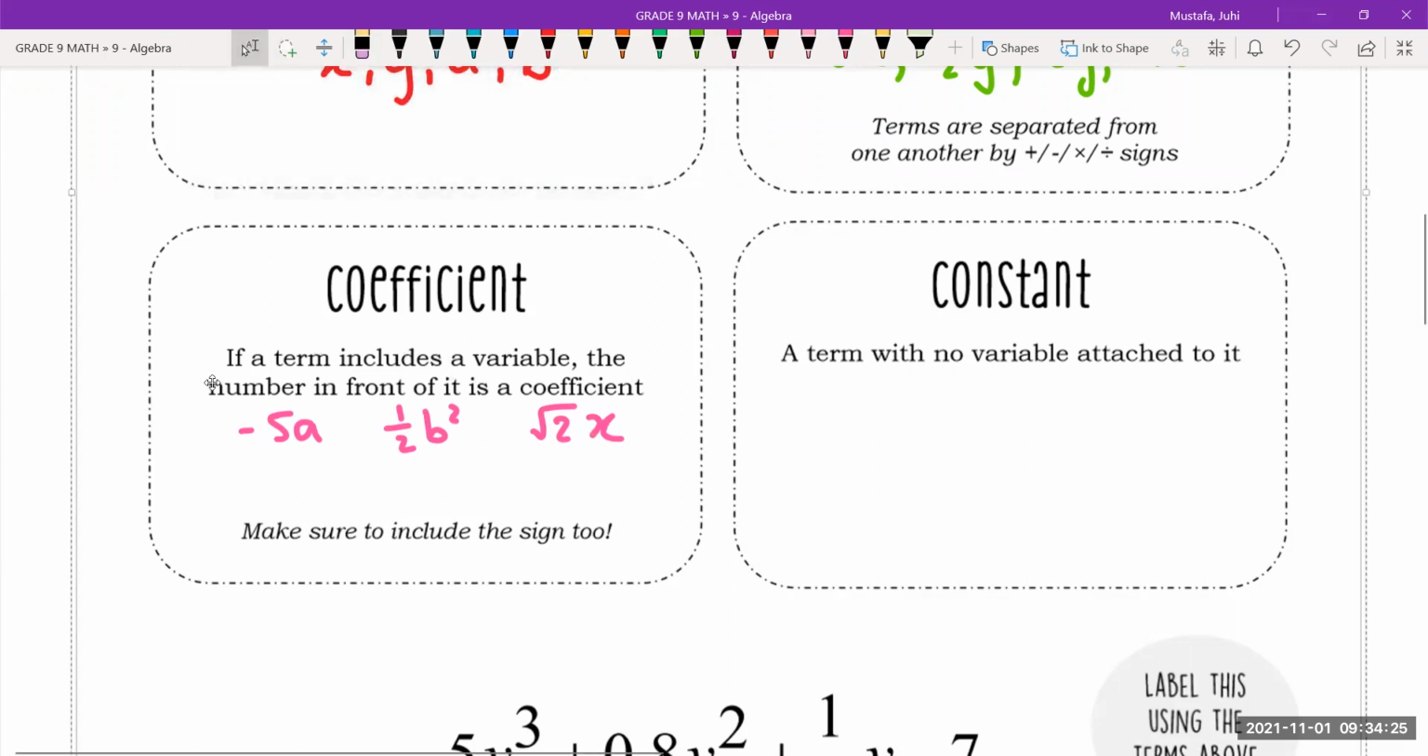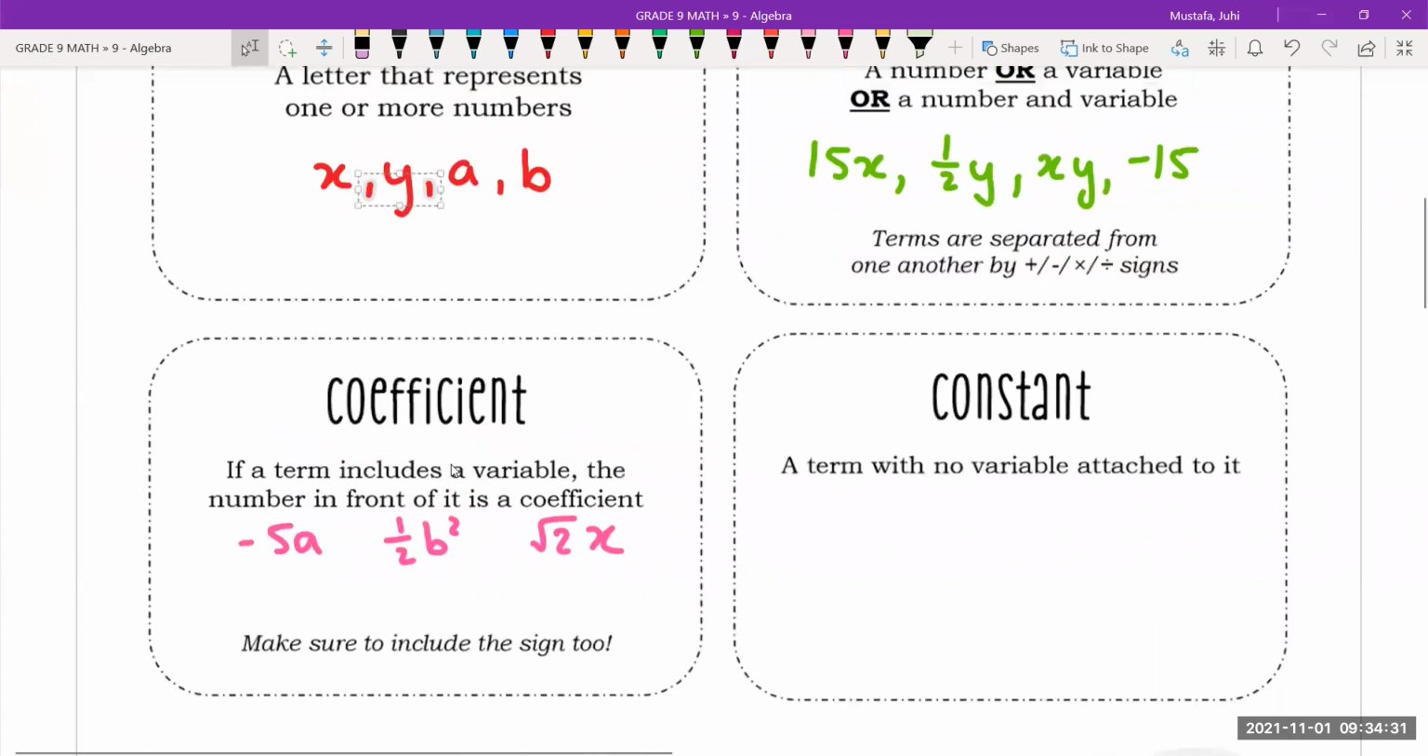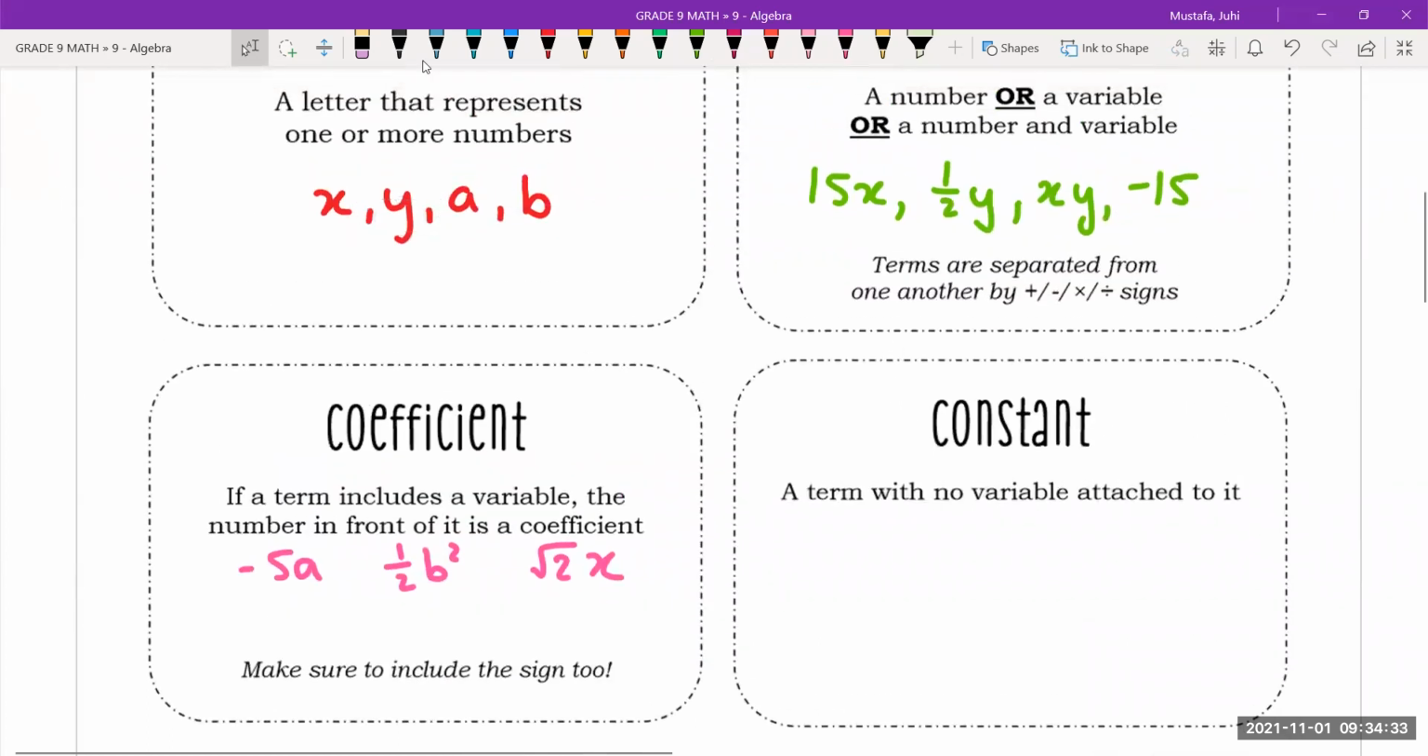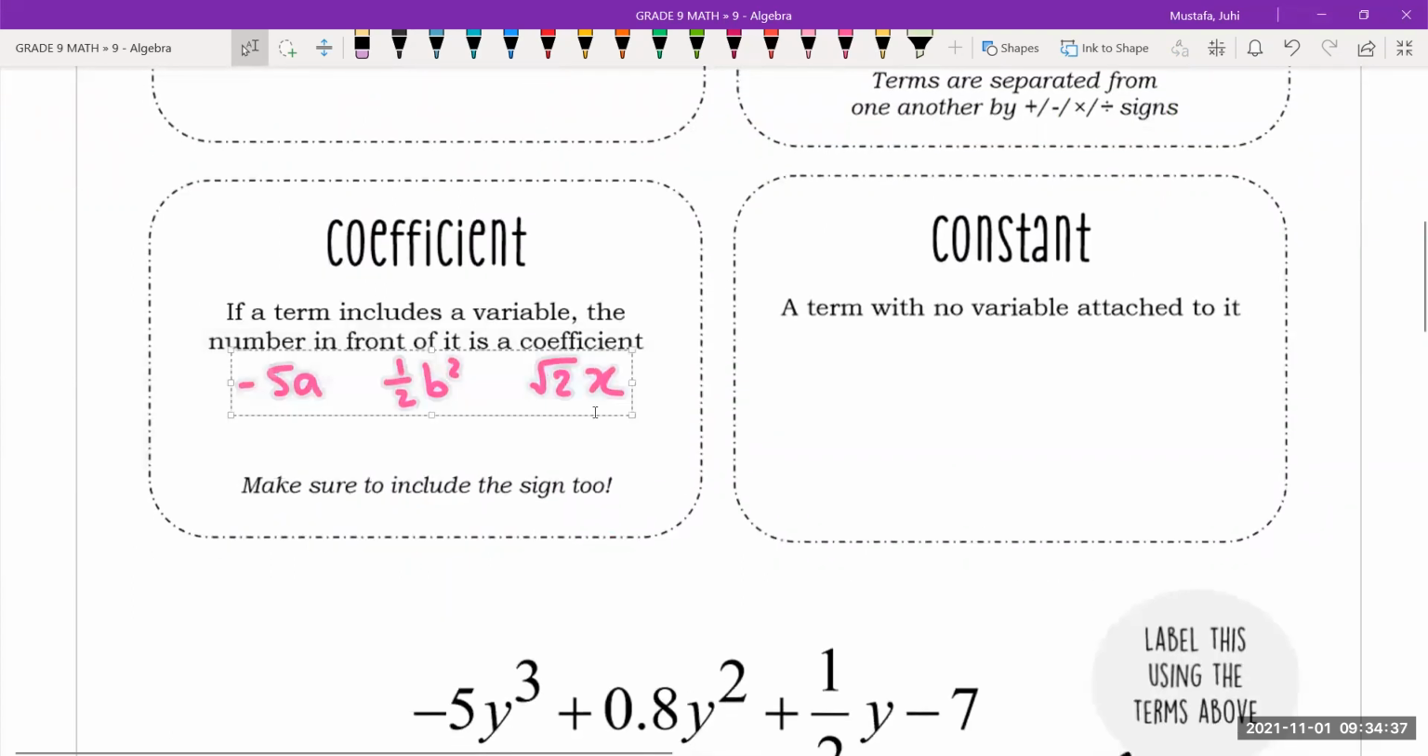Whoops. Oh, okay, something is off. Why is it up there? There we go.